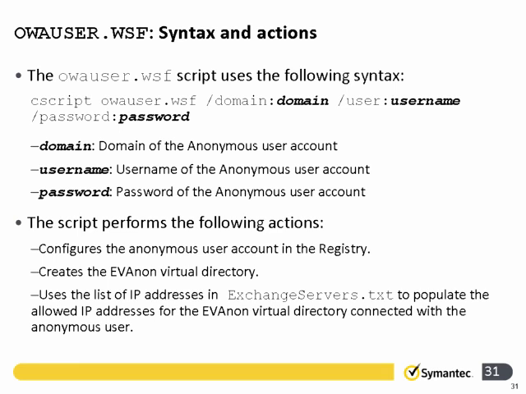And then that script will configure the anonymous user account in the registry on the Exchange server. It'll create the EVAnon virtual directory, and it will use the list of IP addresses in exchangeservice.txt to populate the allowed IP addresses for the EVAnon virtual directory connected to the anonymous user. So all that is done as part of that script.